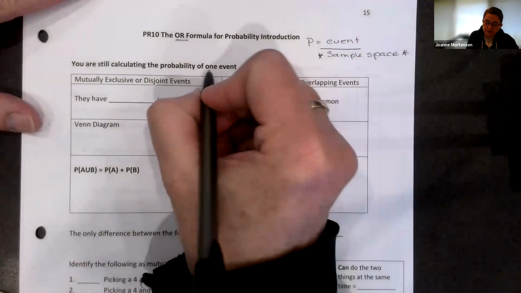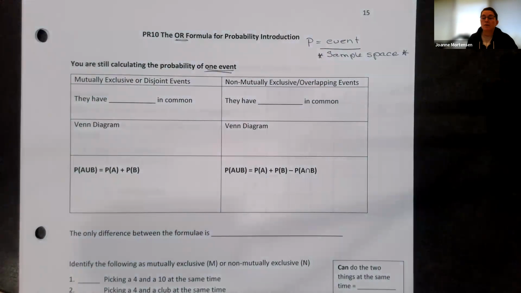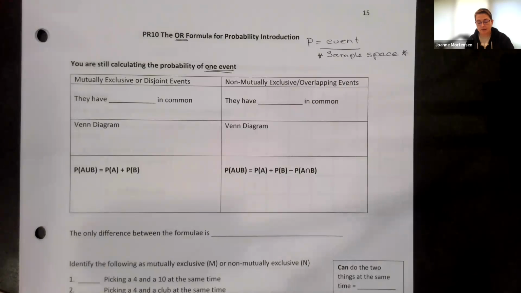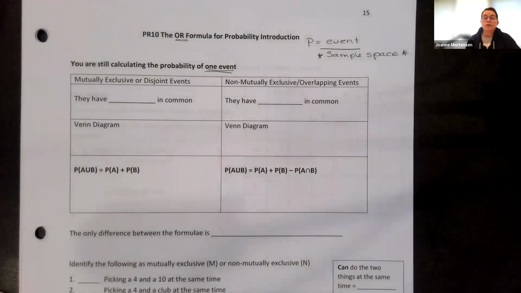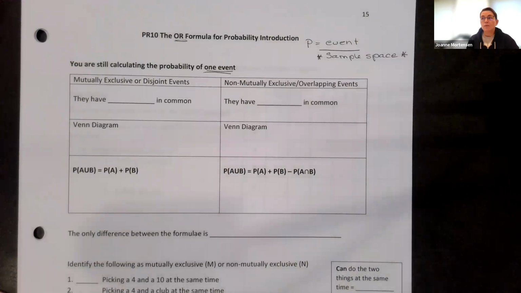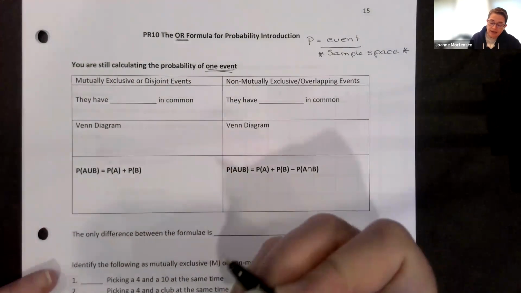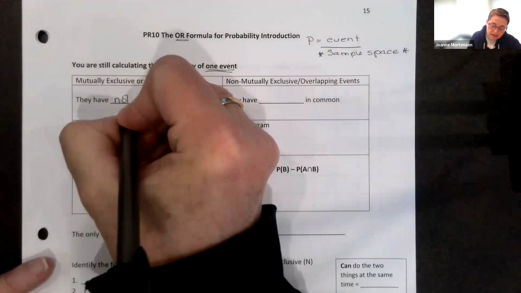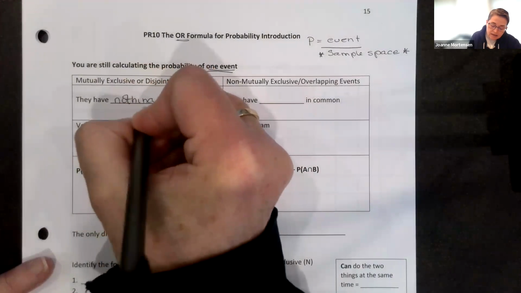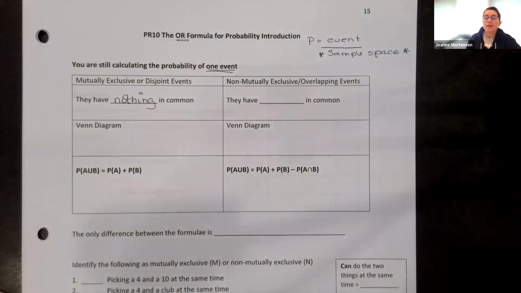So big deal. We're still talking about one event. Later on, we're going to talk about 2 or more, but right now, 1. And you should know from, let's see, math 20 and math, when we did set notation and all that, that mutually exclusive or disjoint sets have nothing in common.